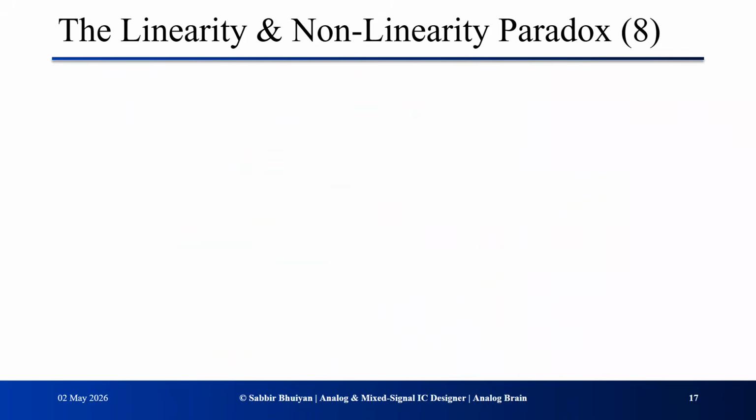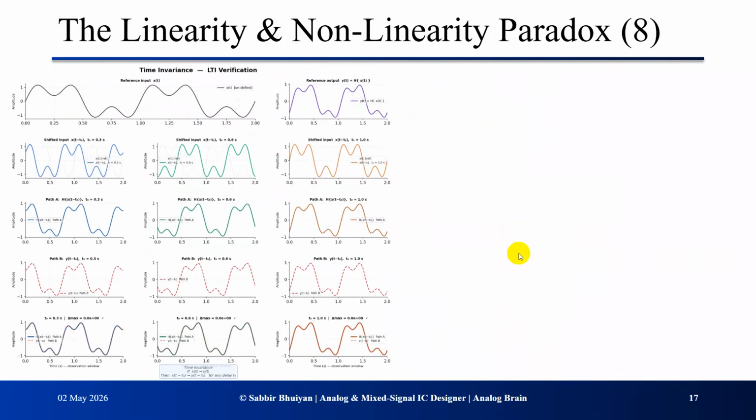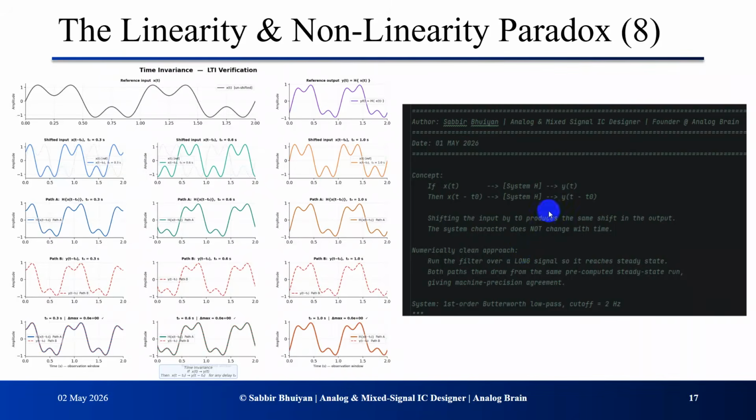So here is the TI verification from my Python code. For the time shifts I use 0.3 seconds, 0.6 and 1.0 seconds. Path A shifts the input, then processes it with the correct filter initial condition. Path B processes, then shifts the output, and all three overlays are exact.